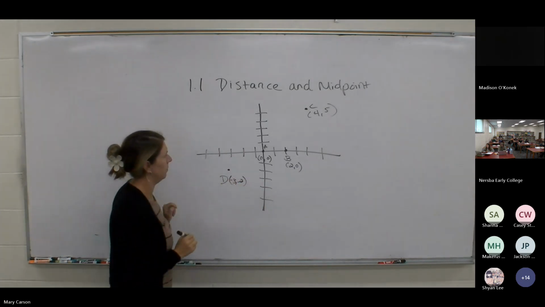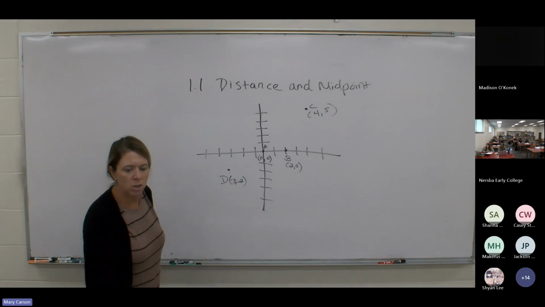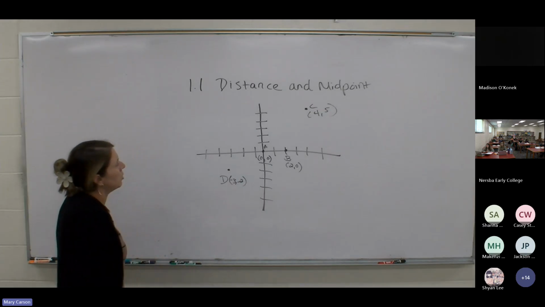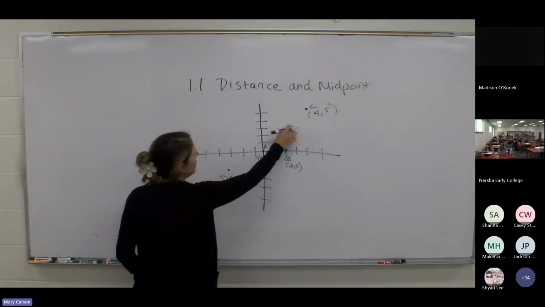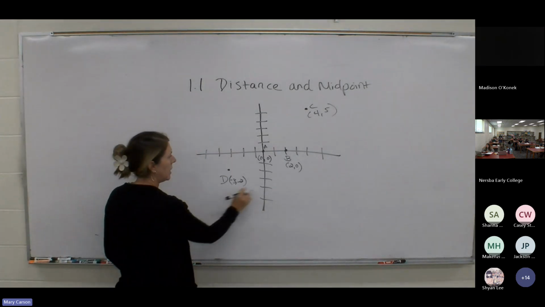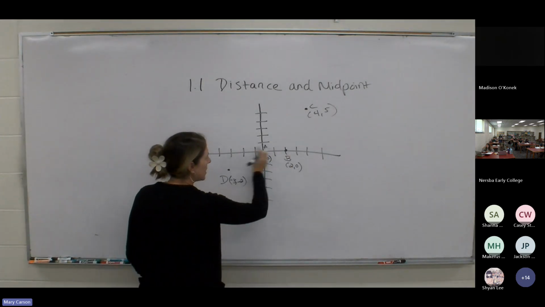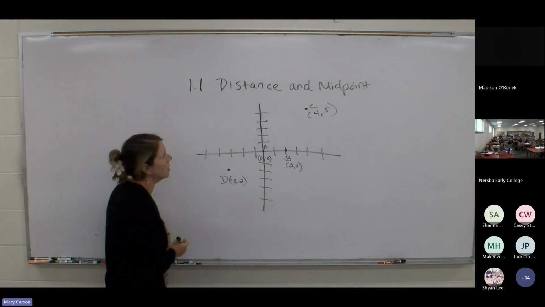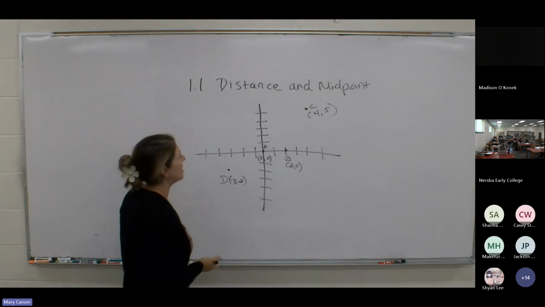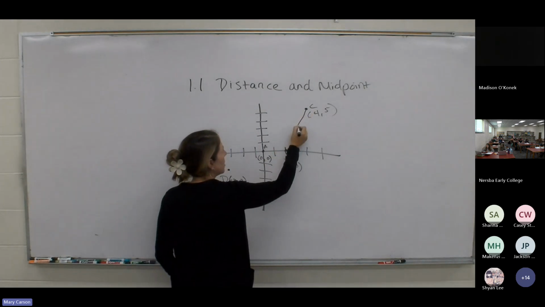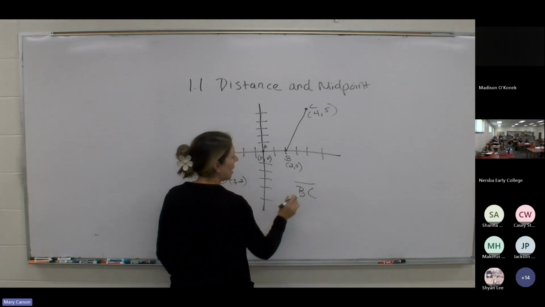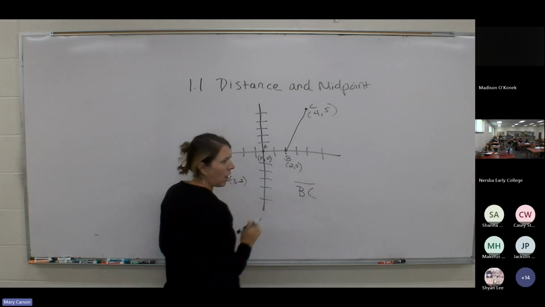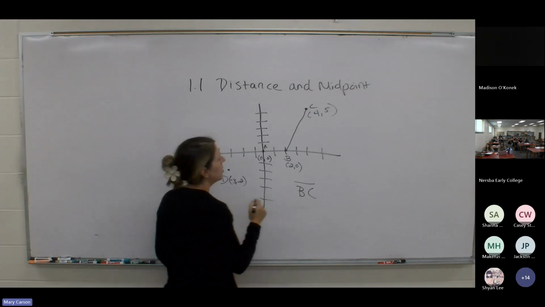-2. Okay. So you want to be able to make sure you can plot your points and know which quadrant you're in. Remember, this is 1, 2, 3, and 4. These are on the x-axis. This is the y-axis. You want to be able to find the distance between 2 points. So let's say I want to find the distance between B and C. A lot of times you'll see this little line on top. It means the distance between those.